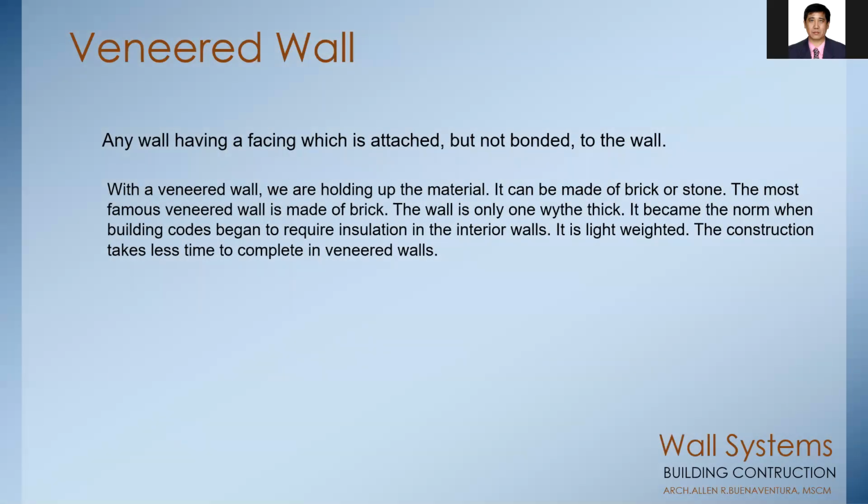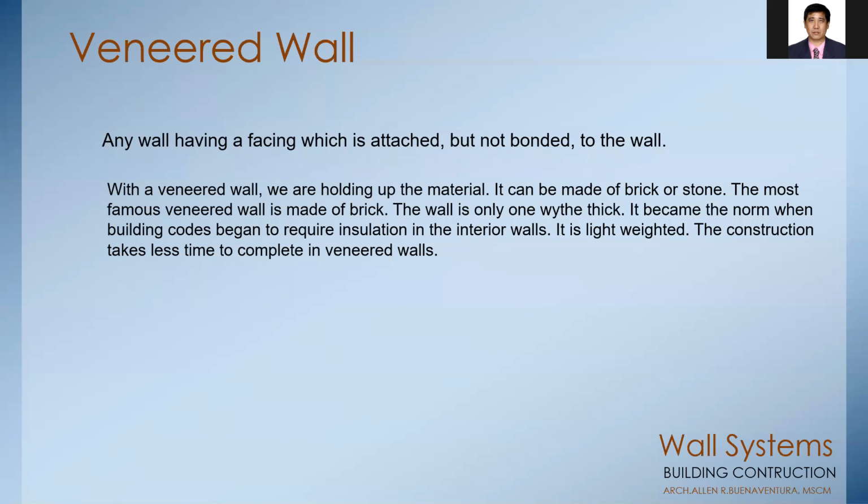Another type of partition or wall is the veneered wall. Any wall having a facing which is attached but not bonded to the wall. With the veneered wall, we are holding up the material. It can be made of brick or stone. The most famous veneered wall is made of brick.